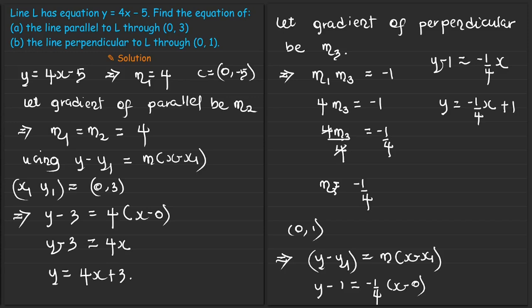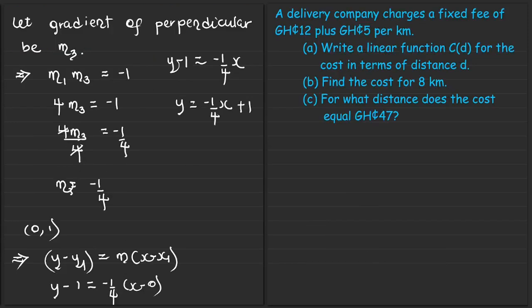Let's look at our last question for this session, which is going to be a word problem. As you see on your screen, it says a delivery company charges a fixed fee of 12 cedis plus 5 cedis per kilometer. A: write a linear function for the cost in terms of distance. B: find the cost for 8 kilometers. C: for what distance does the cost equal 47 cedis?